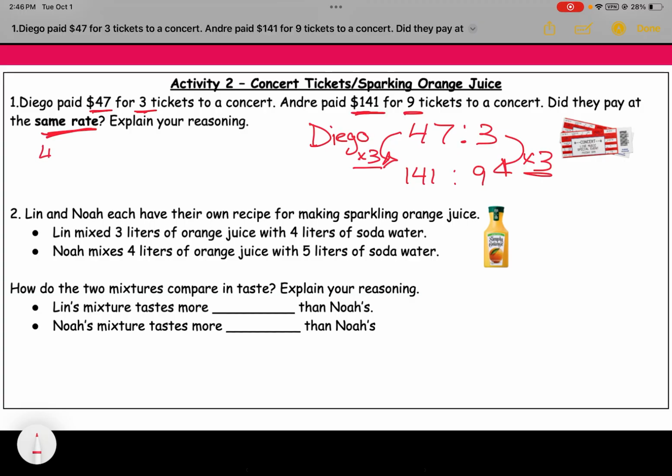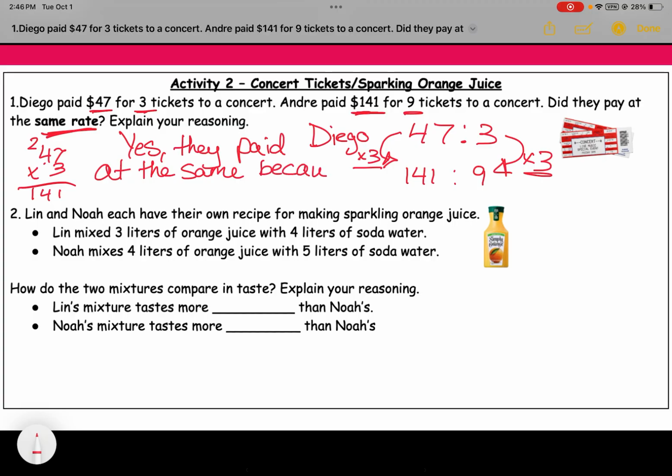So I'm going to do 47 times 3. 3 times 7 is 21. 3 times 4 is 12. 12 plus 2 is 14. So 141. So 47 times 3 is 141. So yes, they paid at the same rate. Same rate, and my work shows it because they have equivalent ratios.